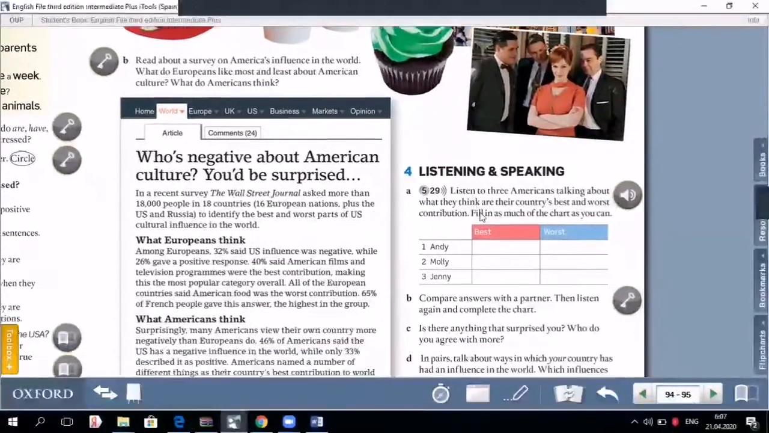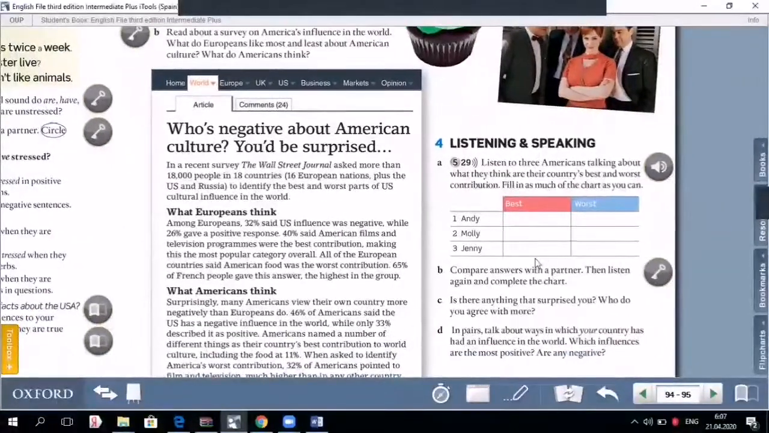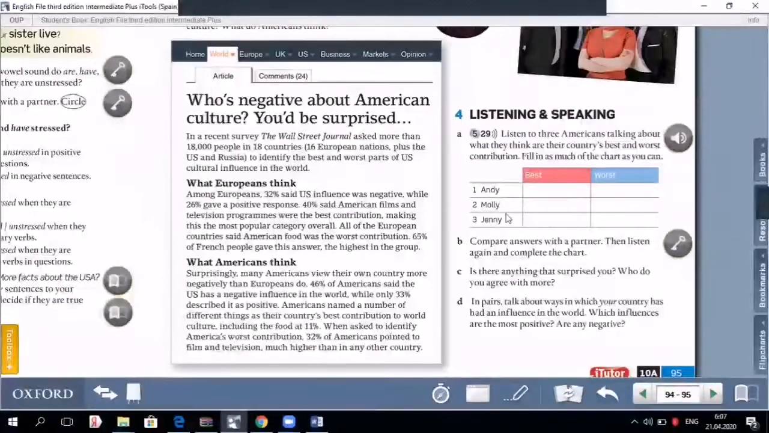You see, students, very interesting opinions about their own country. Three persons, Andy, Molly, and Jenny, were asked about the good sides and bad sides of America, pros and cons, and they told their opinions. You should fill these gaps. Okay, next time. Compare answers with your partner and then listen again and complete the chart. Is there anything that surprised you here? Who do you agree with more? And you should tell your own opinions, share your viewpoint about American culture, what is good and what is bad.